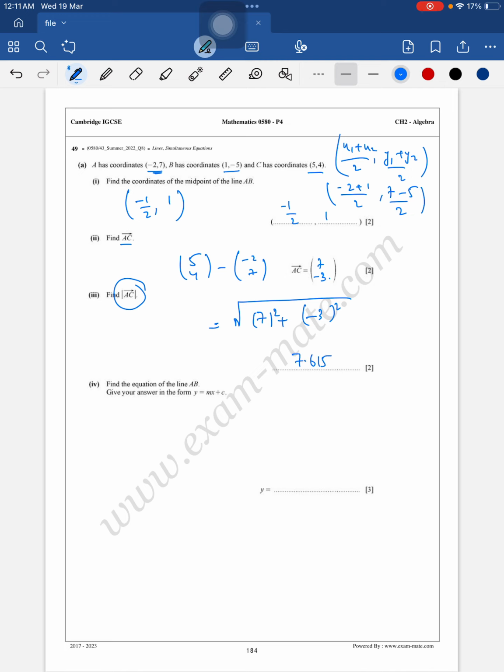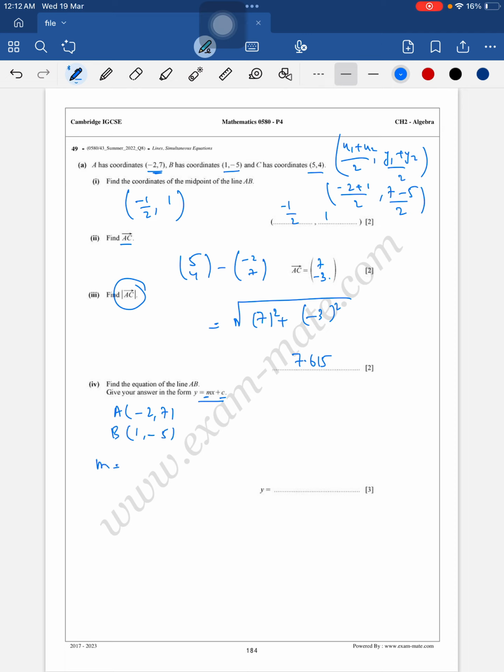Find the equation of the line AB and give your answer in the form y is equal to mx plus c. Now we have to find the equation, and for the equation we need m and c, right? We have two coordinates, A is minus 2 comma 7 and B is 1 comma minus 5. So first I will be taking out the gradient, right? Minus 2 comma 7 is A, and B is 1 comma minus 5.